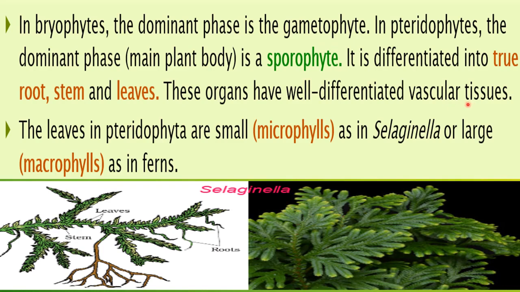So what are the differences? First, sporophytic phase is present here. Second, in the gametophyte, root-like, stem-like and leaves-like structure were present, but here true stem, root and leaves are present. Okay. Third difference, vascular tissues were not differentiated in the bryophytes, but here the well differentiated vascular tissues, means xylem and phloem, are present.